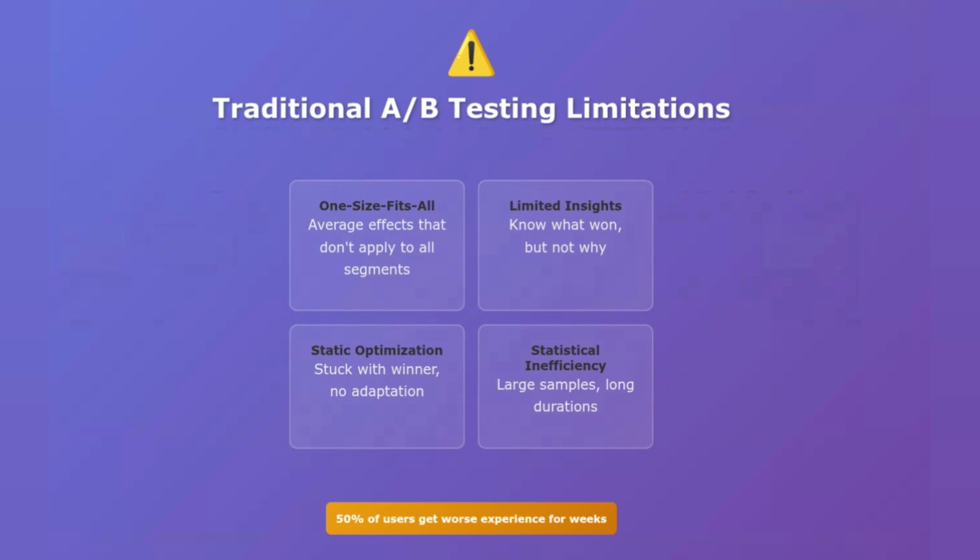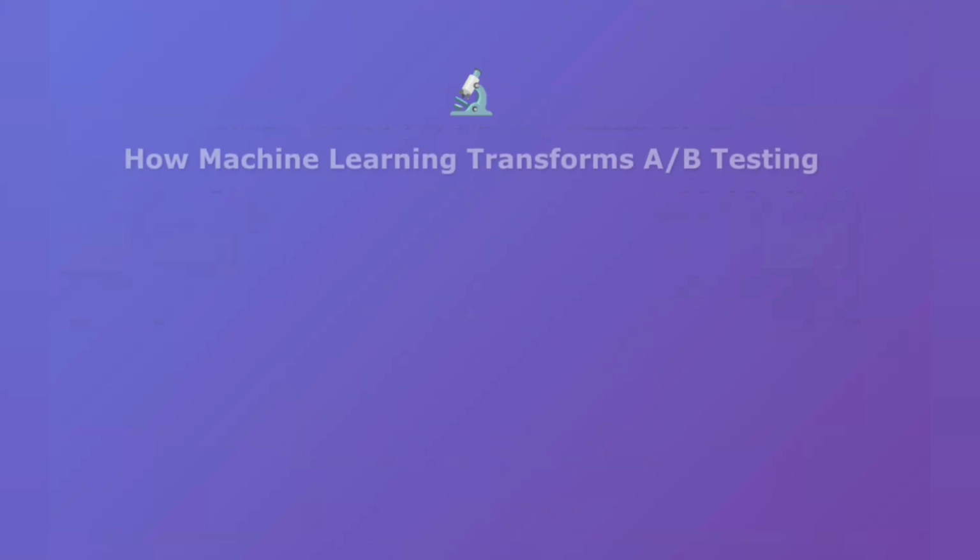Third, static optimization. Once you pick a winner, you're stuck with it, but user behavior changes, seasonality matters, and what works today might not work tomorrow. Finally, statistical inefficiency. Traditional tests require large sample sizes and long durations to reach significance. Meanwhile, you're potentially showing a worse experience to half of your users for weeks. Machine learning can solve all of these problems by making A/B testing smarter, more dynamic, and more insightful.